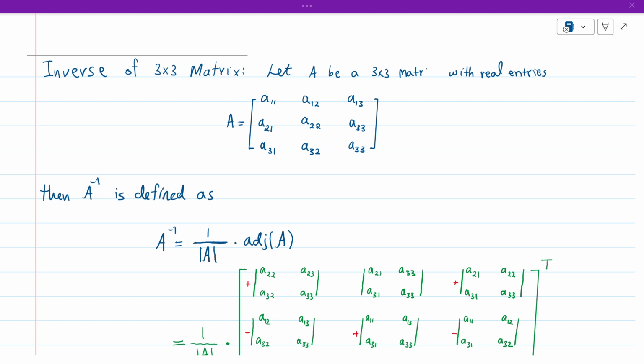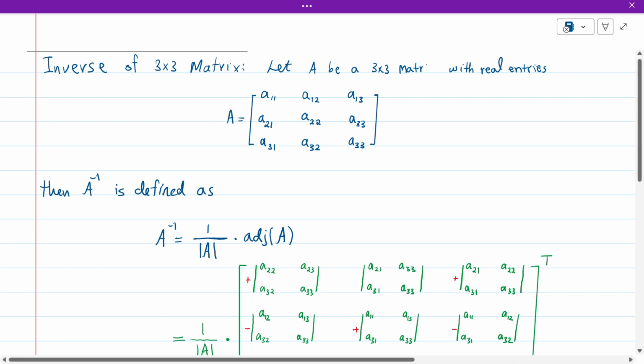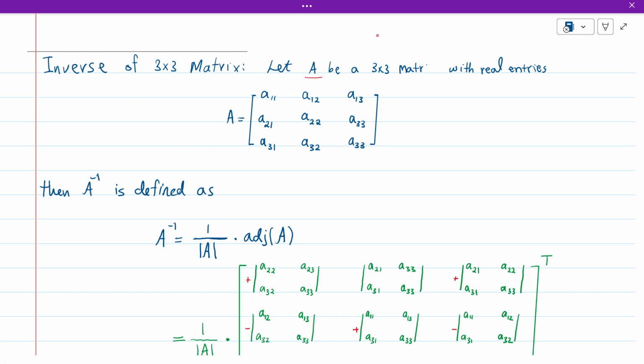Hello, in this video we are going to learn about the inverse of 3 by 3 matrices. So assume you have a matrix A which is 3 by 3, okay, with real entries. You are familiar with 3 by 3 matrices. That's the structure. It has 3 rows and 3 columns.